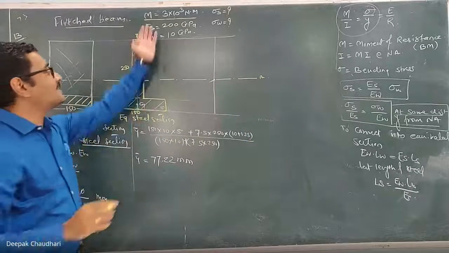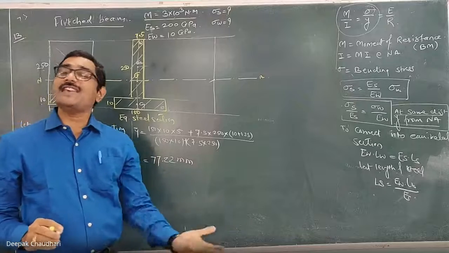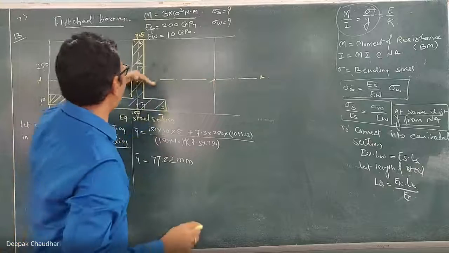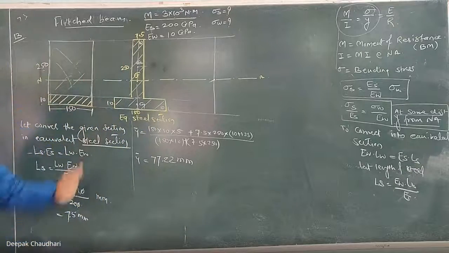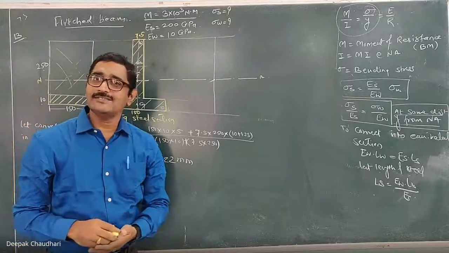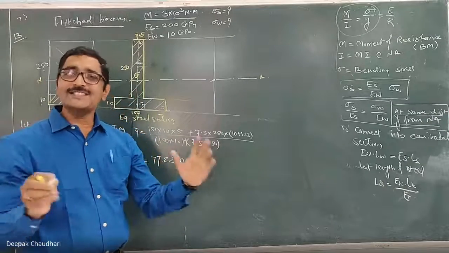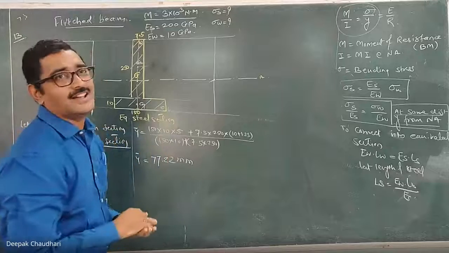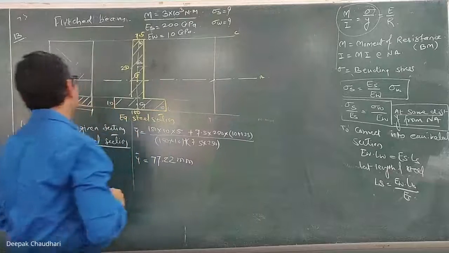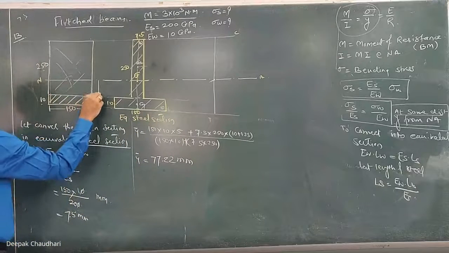Now, in the question, nothing is given about whether this bending moment is sagging or hogging. If it is sagging, the upper layers are in compression and the lower layers are in tension, whereas if it is hogging, it is the opposite. Since nothing is given, let's consider that it is sagging. So upper layers are in compression and lower layers are in tension. So this will be the depth in tension.